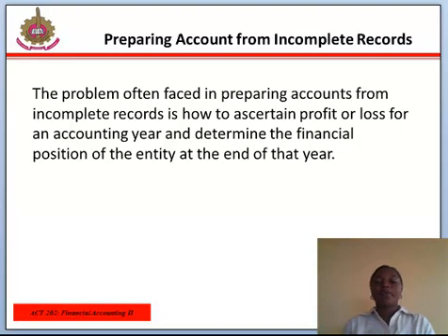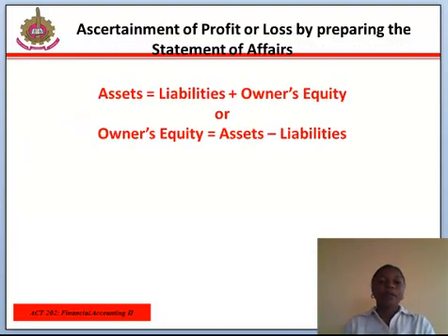Preparing accounts from incomplete records. The problem often faced in preparing accounts from incomplete records is how to ascertain profit or loss for an accounting year and determine the financial position of the entity at the end of that year. However, this problem can be solved using either method. That is, 1, ascertaining the profit or loss by preparing the statement of affairs at the beginning and at the end of the accounting period; 2, preparing the profit and loss account and the balance sheet by putting the accounting records in proper order.